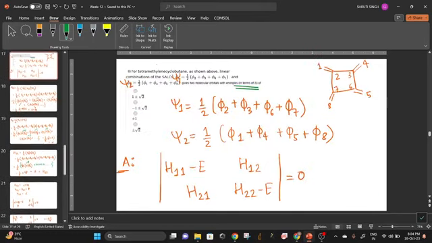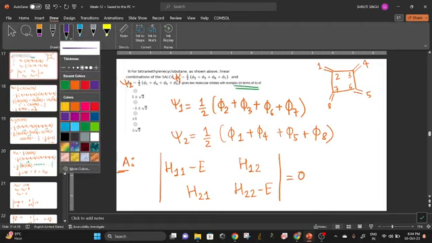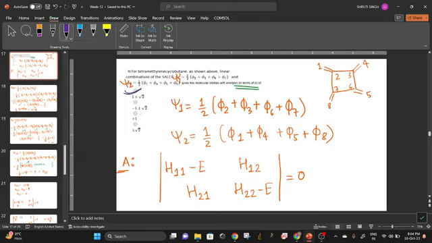Okay, so let's see which option. 1 plus minus root 2, not minus 1 plus minus root 2; that is the value of x. So this is wrong, and option 1 is correct.